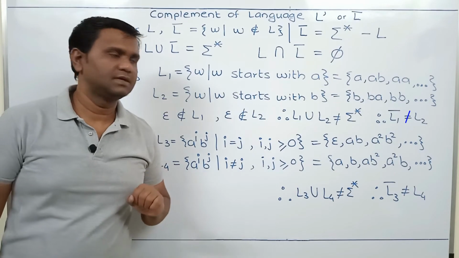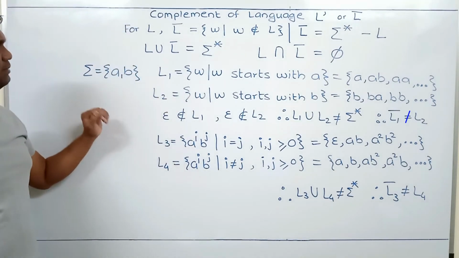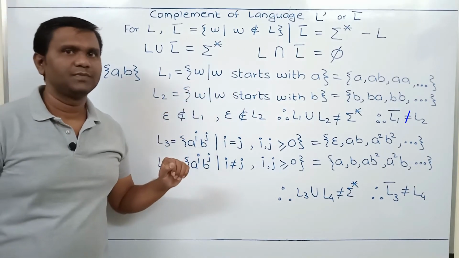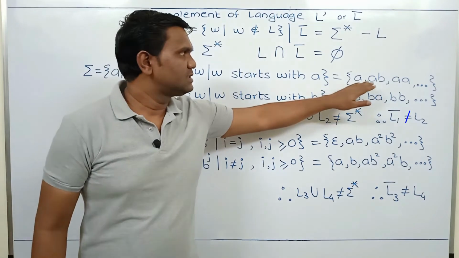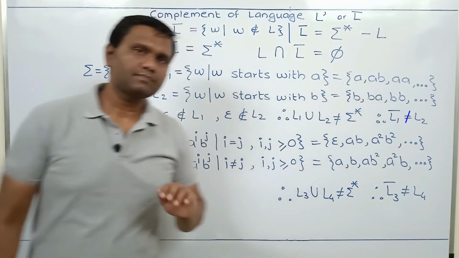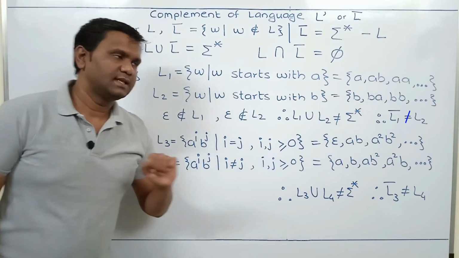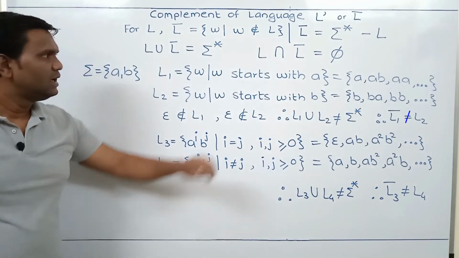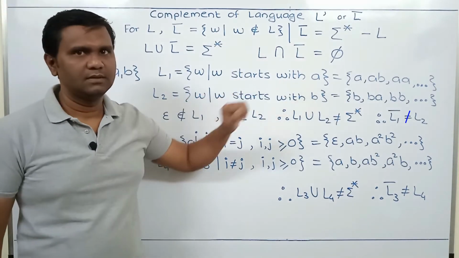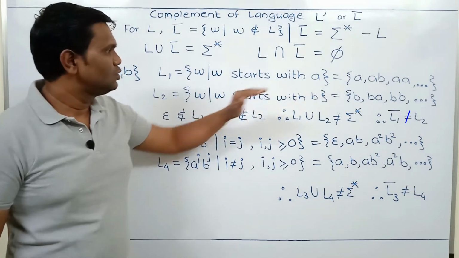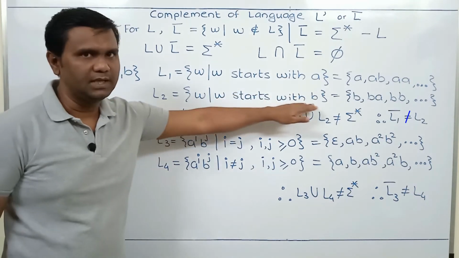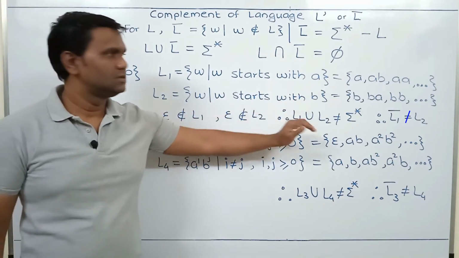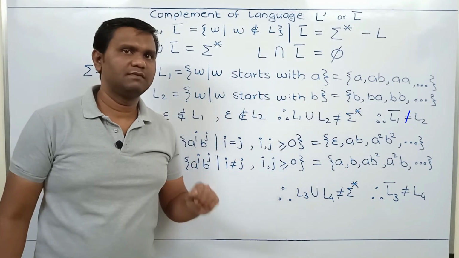So let's see some examples. Alphabet contains a and b. Language L1 is W such that W starts with a. So language L1 contains all strings starting with a. Now the alphabet contains a and b, there are only two symbols, and here the condition is W starts with a. Now we will simply modify this condition to W starts with b. So L2 is W such that W starts with b. So L2 contains all strings starting with b.